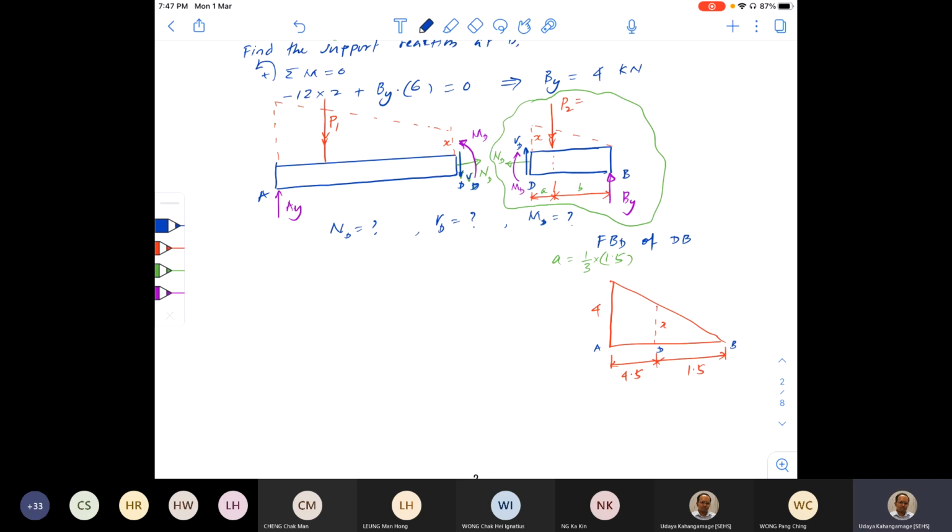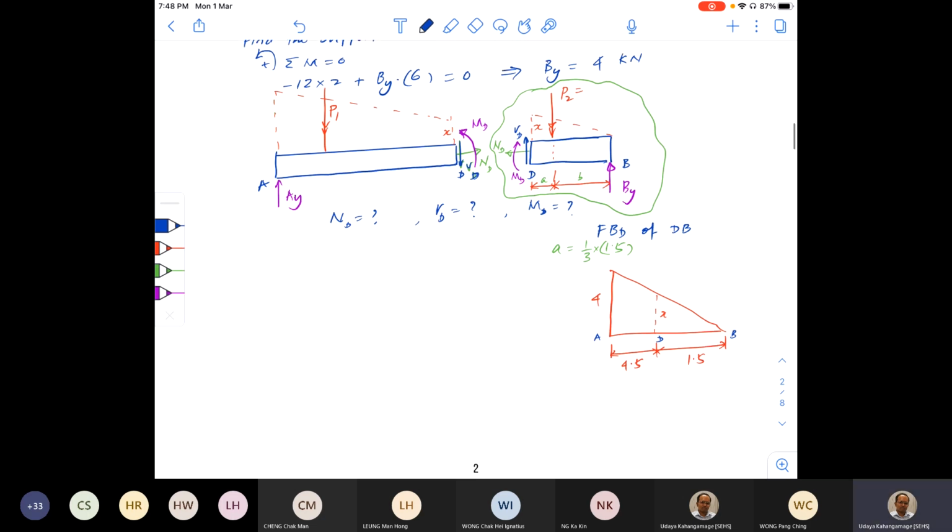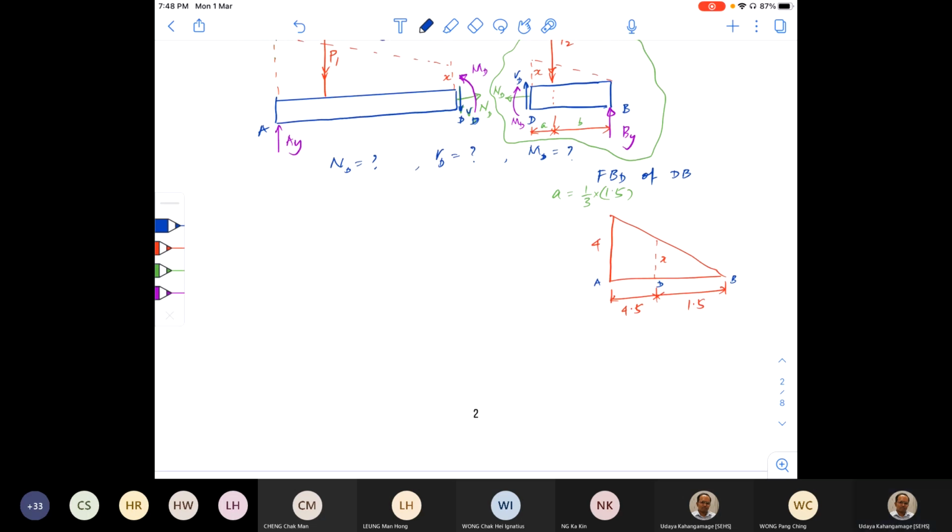So my purpose is to find out X. So what is the value of X? Similar triangles, right? So using similar triangles, you can say that X over 4 is equal to 1.5 over 6. From this, you can find out X. What is the value of X? I got this value as 1 kilonewton per meter. Okay.